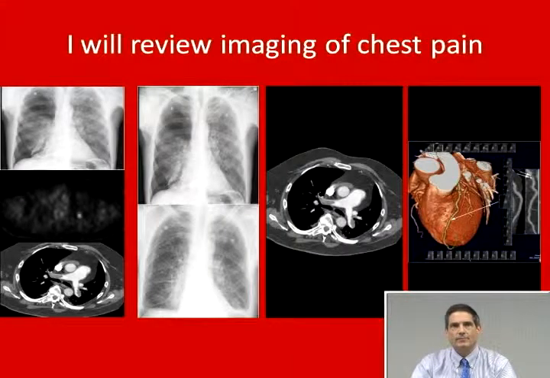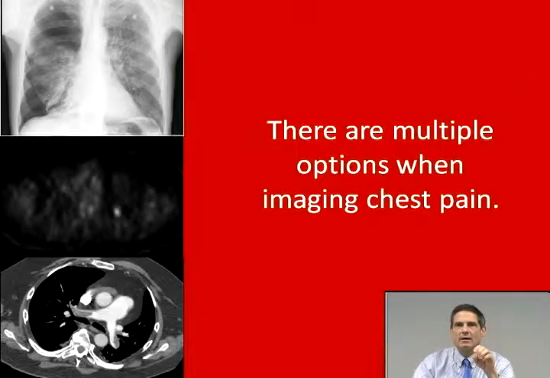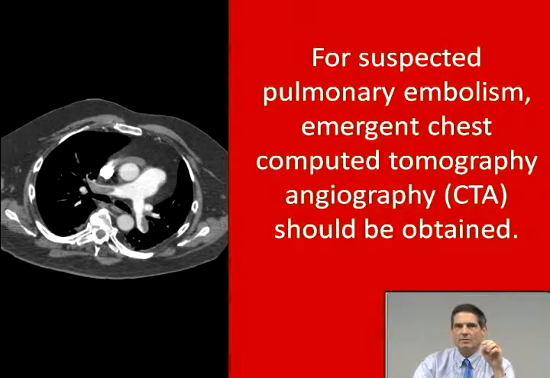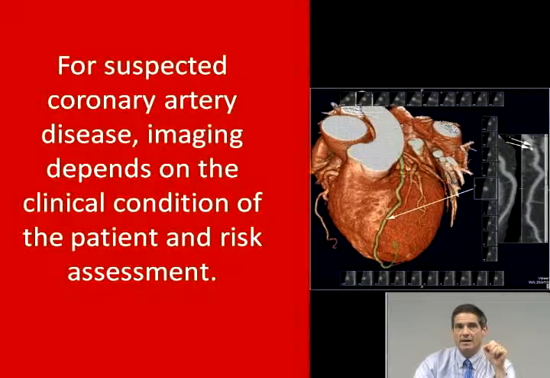So, in summary, I've reviewed imaging of chest pain. I talked about all the options that are available for imaging with chest pain. I talked about the fact that pretty much everybody gets a chest x-ray, although it's not often all that helpful, but everybody gets one. I've talked about pulmonary emboli and how it's important to get a CT angiogram as quickly as possible in those patients that have a suspected pulmonary embolism. And then I talked about coronary artery disease and acute coronary syndrome.